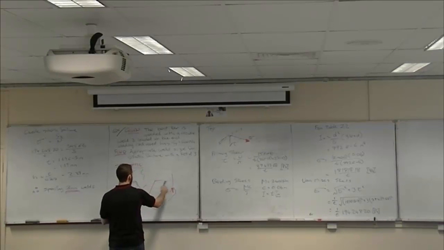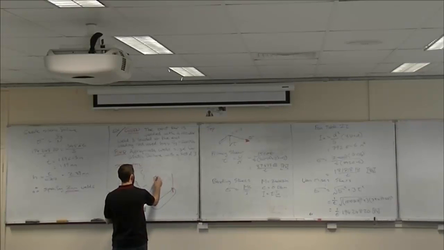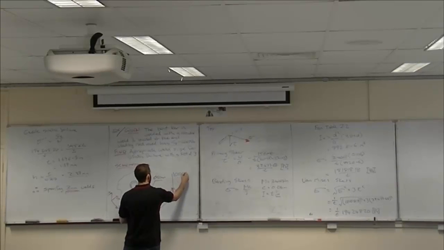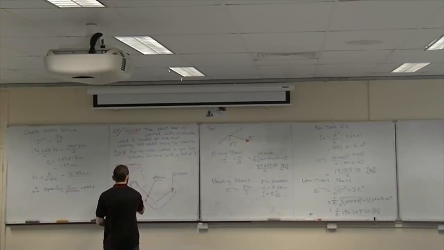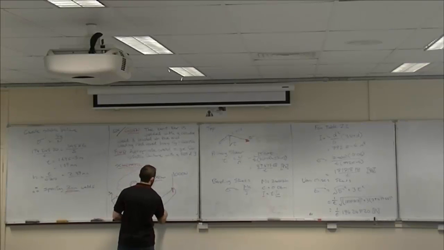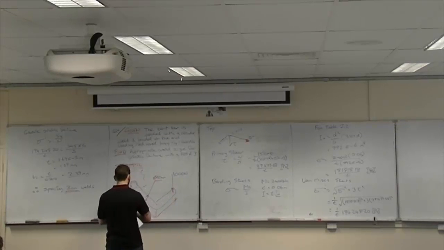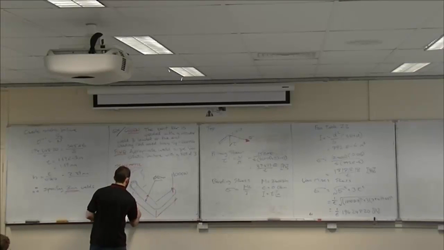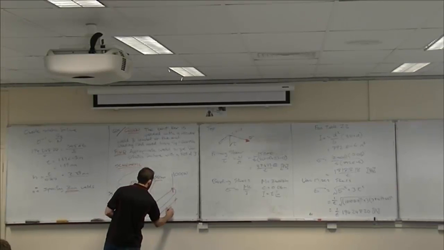Right, so the diameter of this bar, which also dictates the diameter of the weld group, is 50 mil. We've got a load of 1,000 newtons and some dimensions. 200 millimetres out that way and 100 millimetres across.